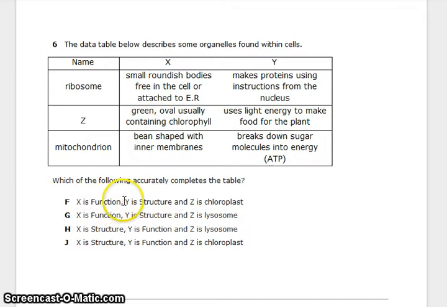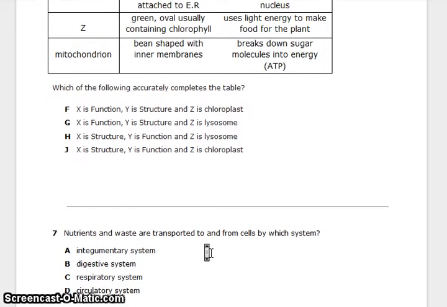F. X is function, Y is structure, and Z is chloroplast. G. X is function, Y is structure, and Z is lysosome. H. X is structure, Y is function, and Z is lysosome. J. X is structure, Y is function, and Z is chloroplast.